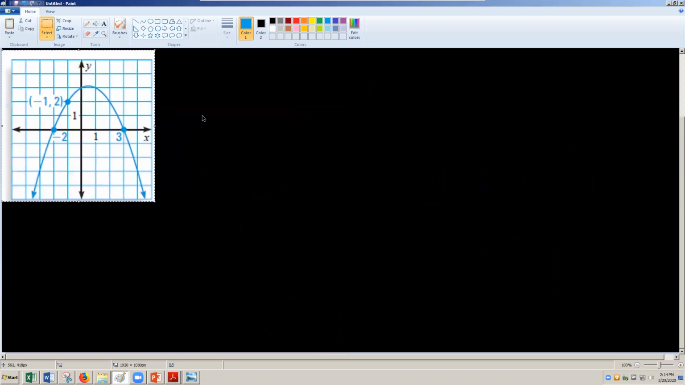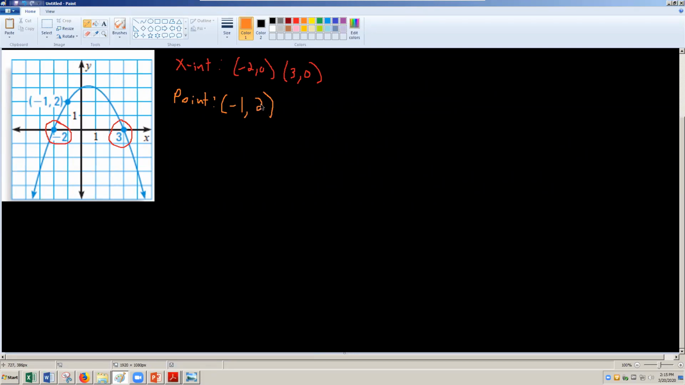Here we go. So now I've given you 2 x-intercepts. So we have an x-intercept at 3, 0, x-intercept at negative 2, 0. So I'm just going to write these 2 points as my x-intercepts. And the first one, again, is at negative 2, 0. The other one is at 3, 0. And then we also have this point. And the point we have here is negative 1, 2.